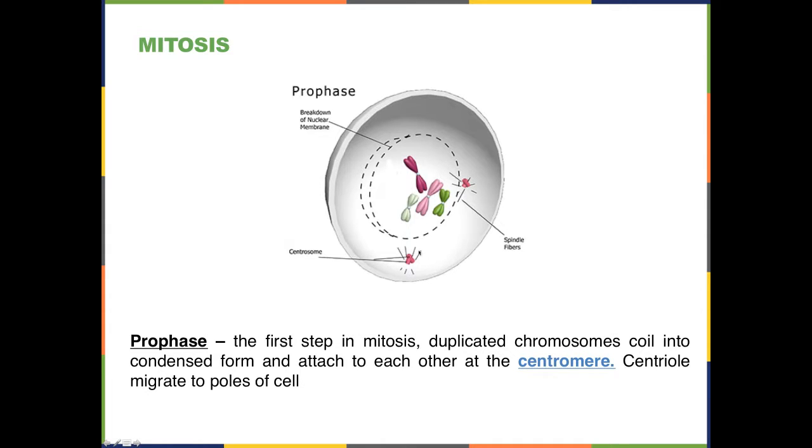And at the same time during prophase, the centriole or centrosome begins to migrate toward the poles of the cell. And so the centromere is, as I said, the region that joins two chromatids that have been duplicated. And those chromatids that have been duplicated are called sister chromatids.